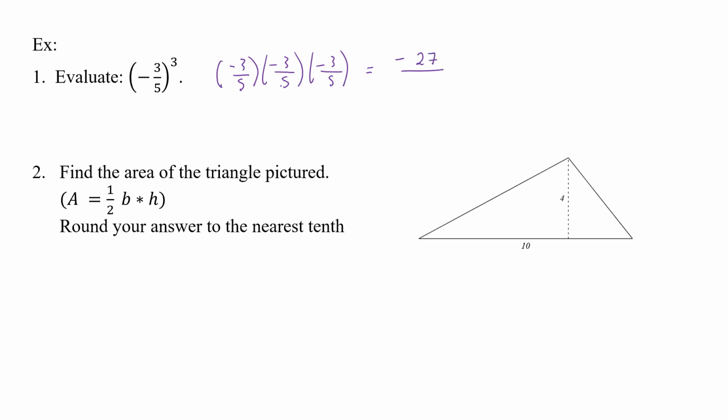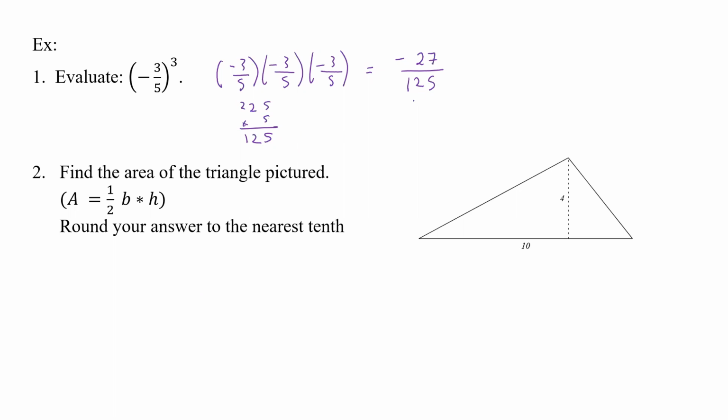5 times 5 is 25. And 25 times 5 is 125. Now again, if you needed to, you could take 25 times 5. 5 times 5 is 25. Carry the 2. 2 times 5 is 10 plus 2 is 12. And that's where we get the 125.